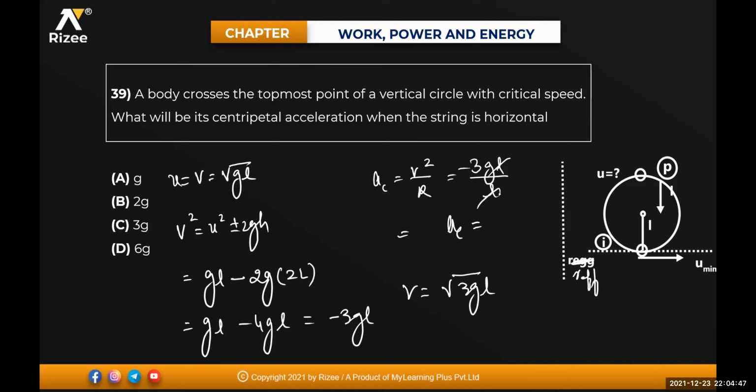So centripetal acceleration will be acting towards the center. That will be equal to 3g. 3g will be the answer. Minus sign indicates that it is acting towards the center. That's it. C. Very good.